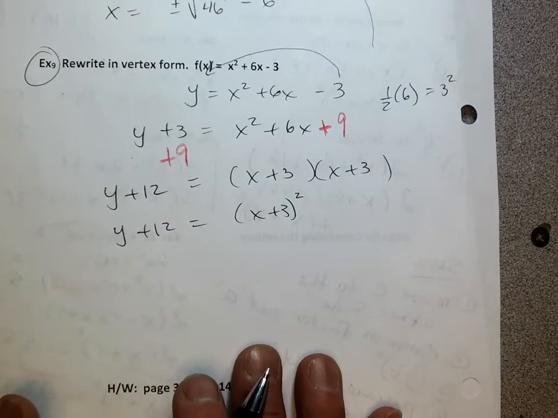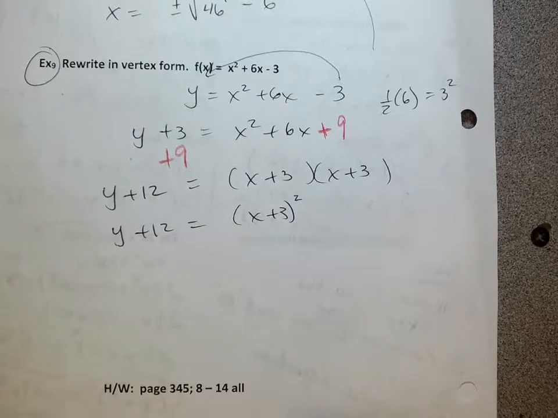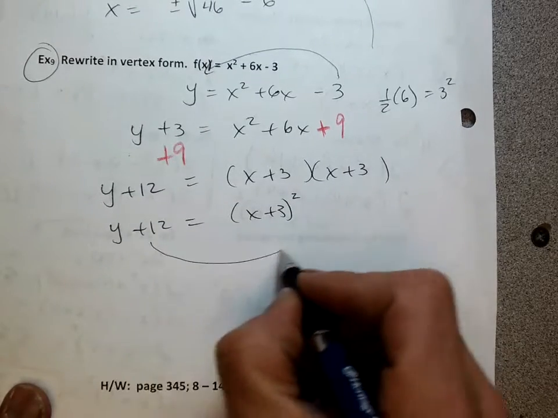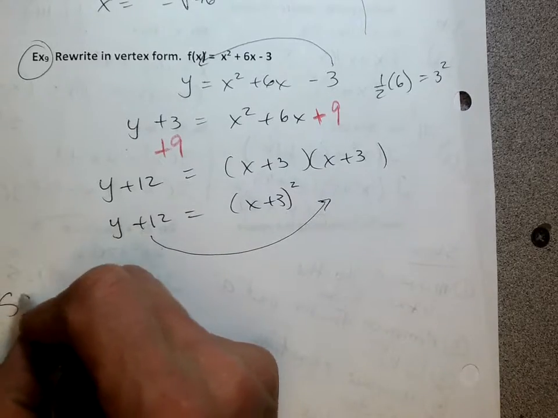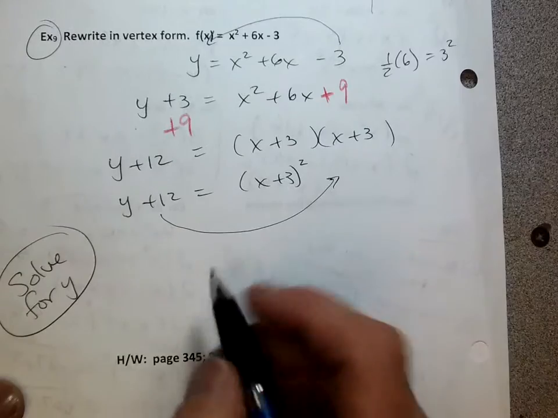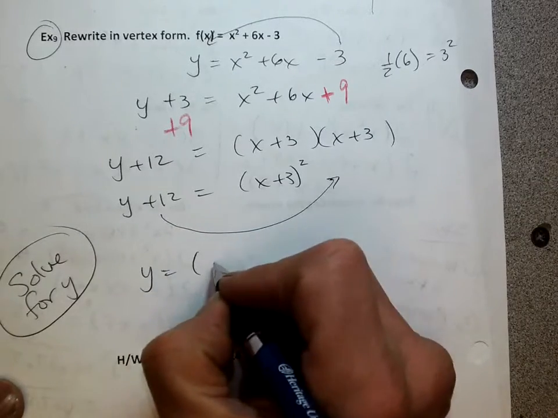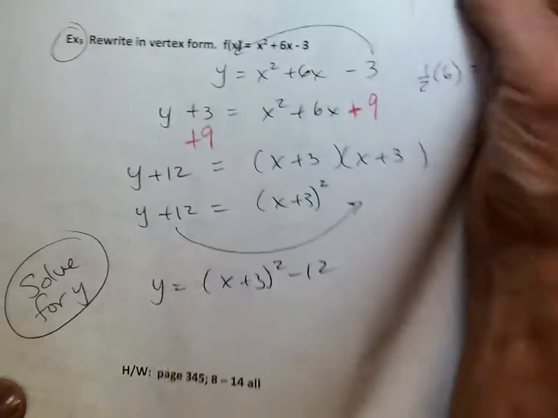Now, when we graph, it's always y equals, right? Y equals blah, blah, blah. You guys agree with that? So let's make it y equals. Let's bring the 12 back over. So it says y equals. Now we want to solve for y. So I'll have y equals parentheses x plus 3 squared minus 12.